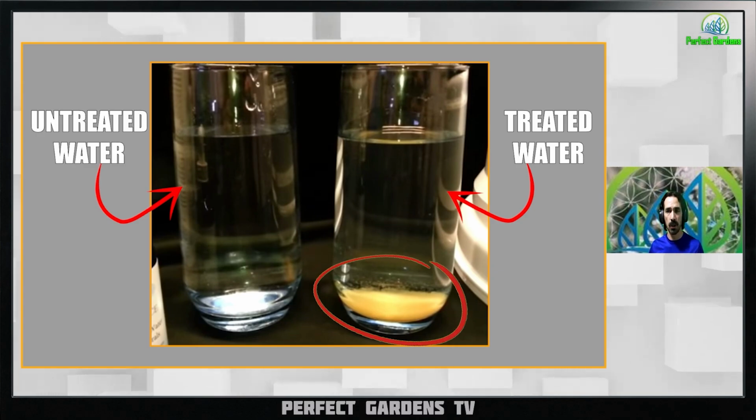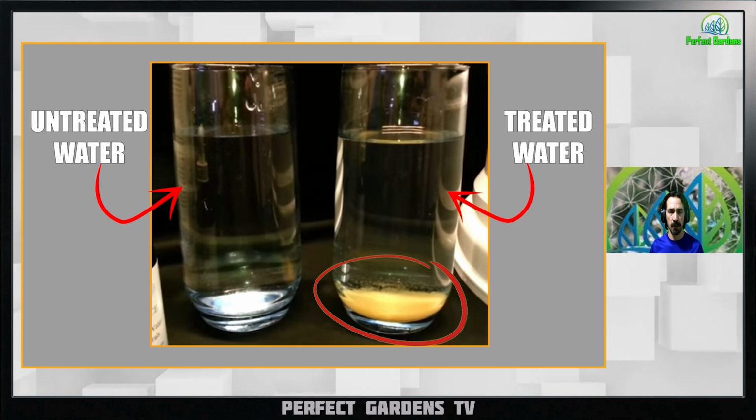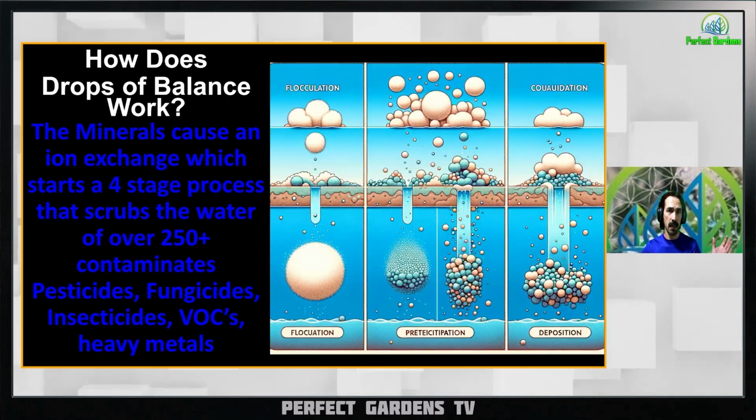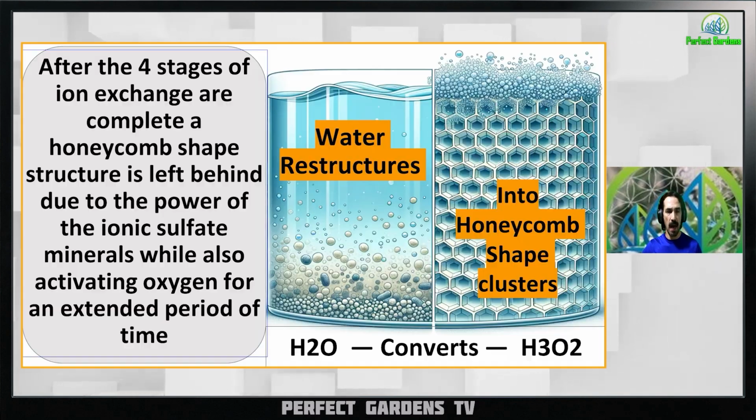Most growers have a large water reservoir, and the water is able to sit for a few days as they're pulling water from it. Normally, they're going to see that heavy deposition, what precipitates out of the water, on the bottom of the water reservoir. So this is how it cleans your plant of pesticides and fungicides if you are using any heavy integrated pest management solutions. After the 4 stages of the ion exchange are complete, a honeycomb-shaped structure is left behind due to the power of ionic sulfate minerals, while also activating oxygen for an extended period of time.